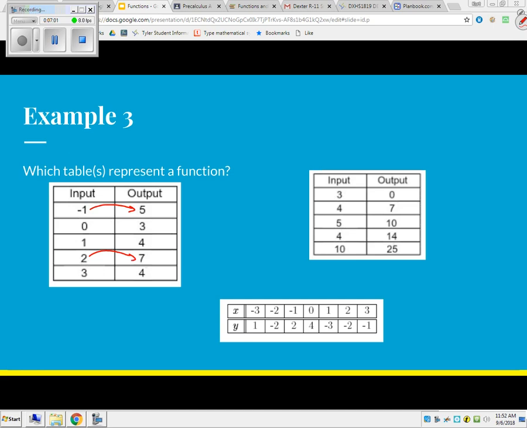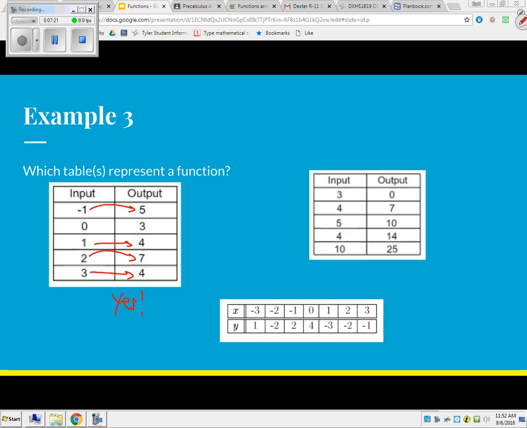The 2 goes to the 7, and that's it. 2 doesn't go to any other number. So I'm good on this. Even though I have the 1 going to the 4 and the 3 going to 4, that's perfectly legal since the 1 isn't going to something else other than 4. It's going to the 4 and nothing else. So it can be kind of tricky on that.